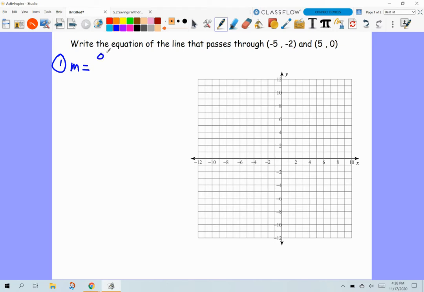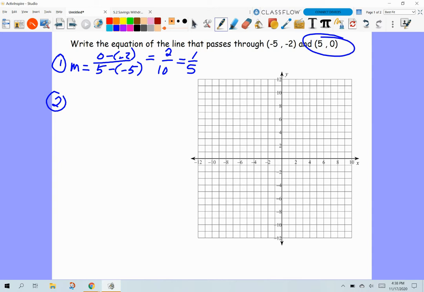So y2 minus y1 over x2 minus x1. So my slope ends up being 2 over 10. Reduce that, please, to 1/5. Okay, I'm going to pick a point. I'm going to use this one because of the 0.